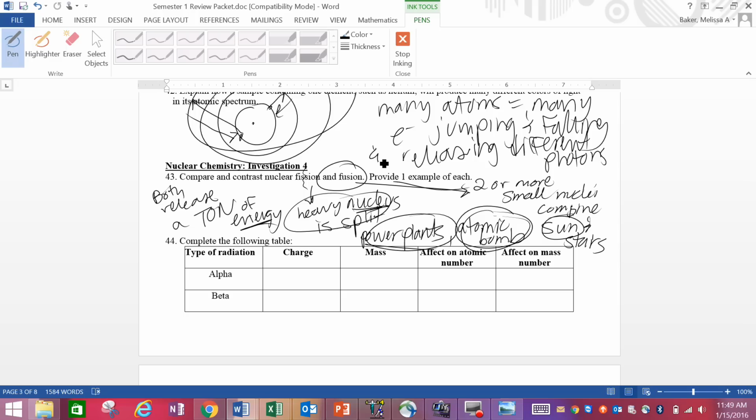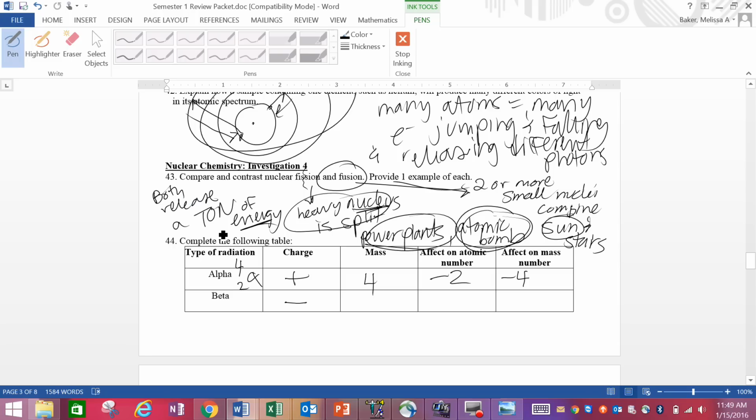All right, complete the table: alpha and beta. So this is just something you should have memorized. Alpha particles have a positive charge, a mass of 4. When an alpha particle is released from an atom, the atomic number goes down by 2 and the mass goes down by 4. That's because an alpha particle actually is a helium nucleus without the electrons. It's made of 2 protons and 2 neutrons.